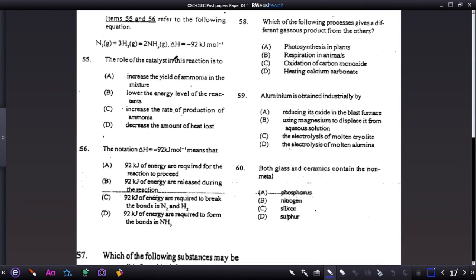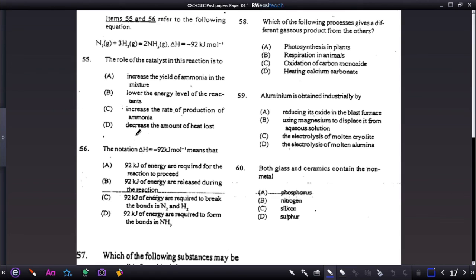Items 55 and 56 refer to the following equation. Nitrogen gas plus hydrogen gas gave ammonia, and the change in enthalpy, delta H, equals minus 92 kilojoules per mole. 55. The role of the catalyst in this reaction is to increase the yield of ammonia in the mixture, lower the energy level of the reactants, increase the rate of production of ammonia, or decrease the amount of heat lost.